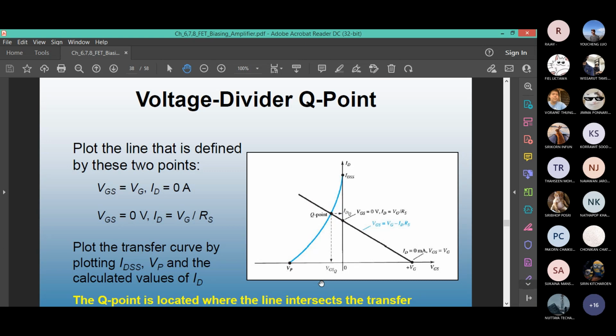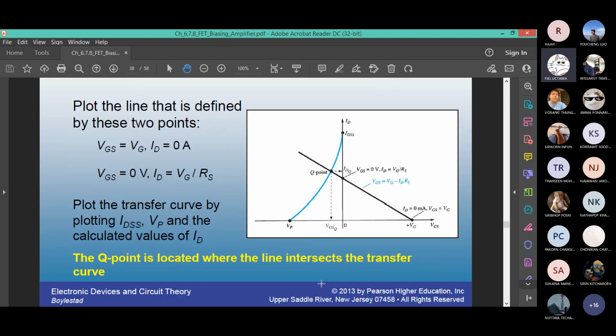Any questions? No. Sir, in the exam, when finding IDQ, how exact do we have to be with the value?